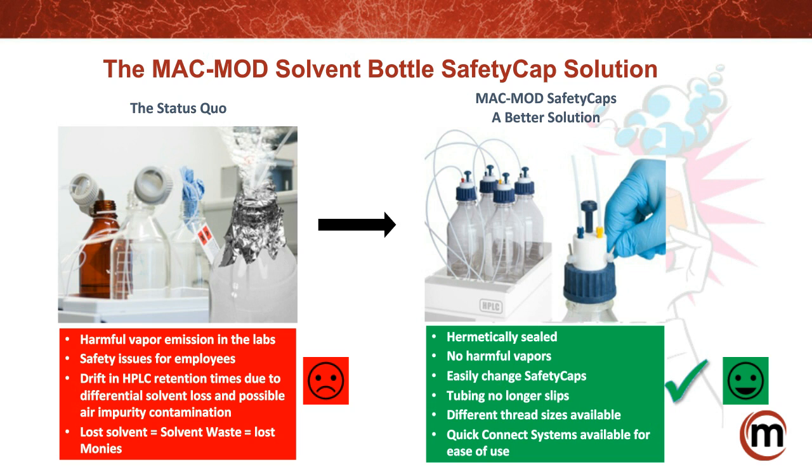On the right half of the slide is shown the MacMod safety cap solution, which provides a hermetically sealed cap, fittings for the tubing so that no solvent will evaporate through the loose fit of drilled holes in the cap, and a check valve that produces a one-way air transfer to ensure that the mobile phase reservoir is not under vacuum when solvent is being withdrawn by the pump. In addition, you avoid harmful vapors, the safety caps are easy to change, and we have multiple thread sizes available for any bottle that you might have.